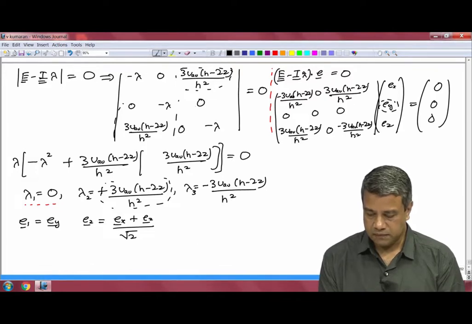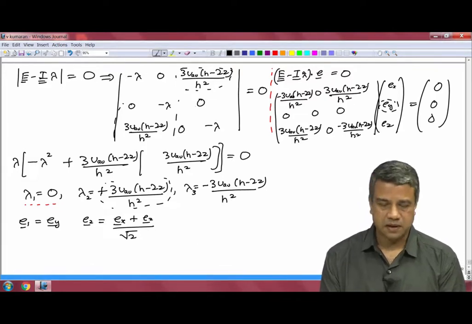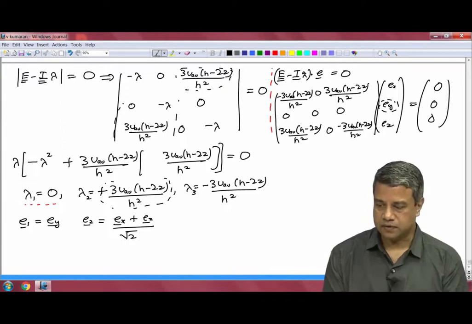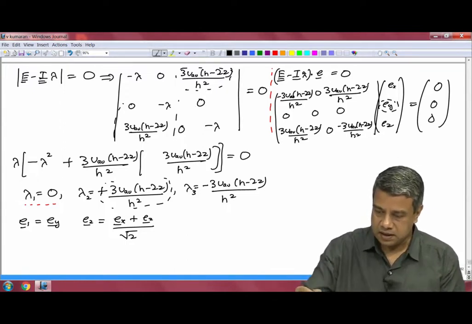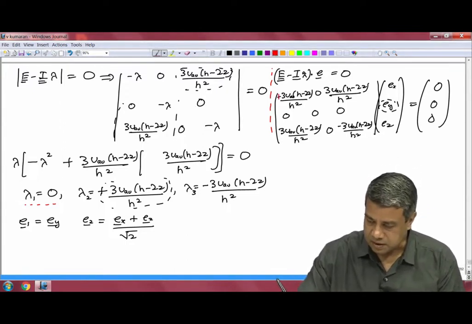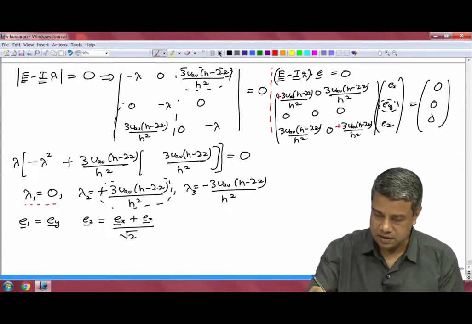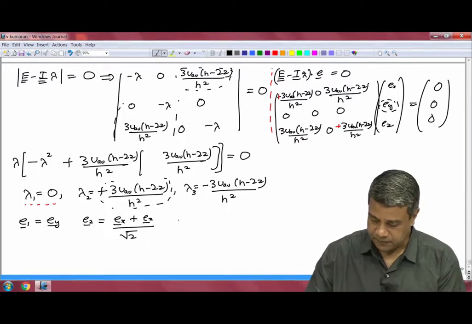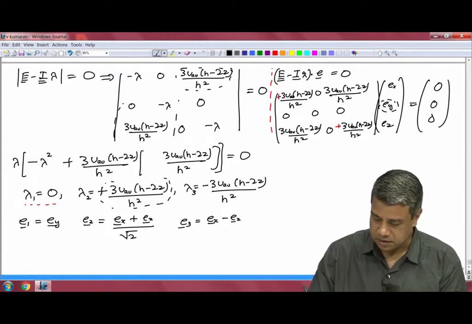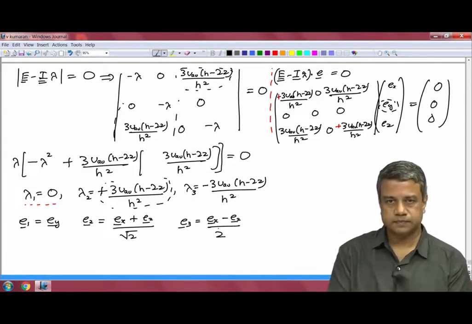The eigenvector corresponding to lambda 3 is perpendicular to both of these. In that case, there would be a plus sign here, because lambda 3 is equal to minus lambda 2, and you can easily verify that the third eigenvector is going to be equal to Ex minus Ez by root 2.